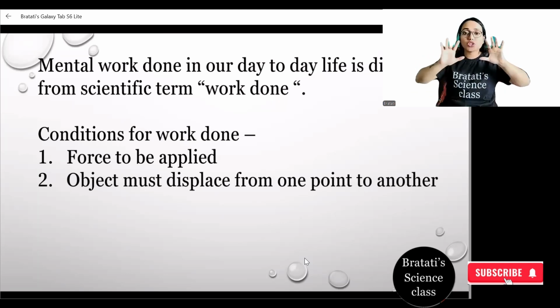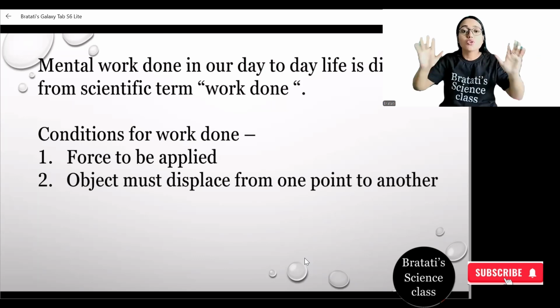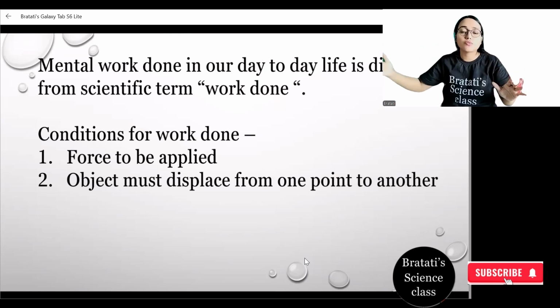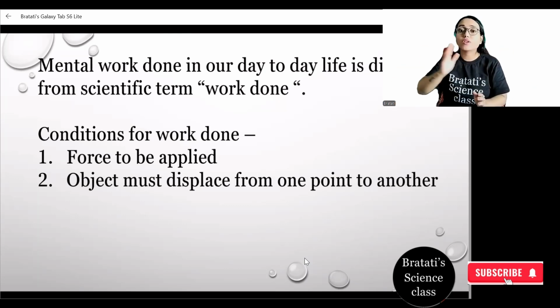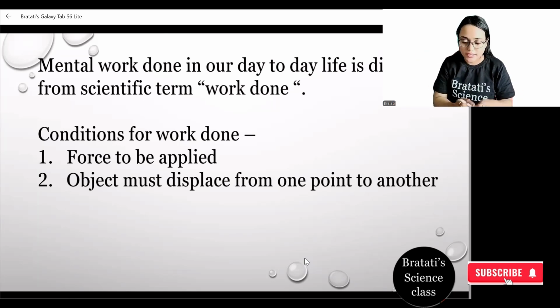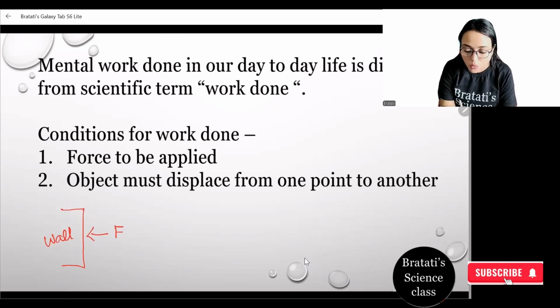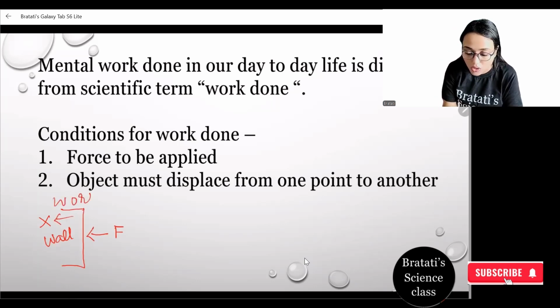So when we are pushing a wall, is it moving? Can it move? No. Whatever energy we are using to push the wall, as the wall is not moving, no work is done in that case. And when we are pushing a book and the book is moving from place A to place B on the table, that means it is changing its position and the force is applied, so work has been done. So if this is a wall and we are applying the force to it, but this wall is not moving further, here work is not done.